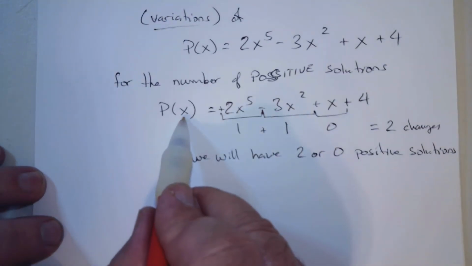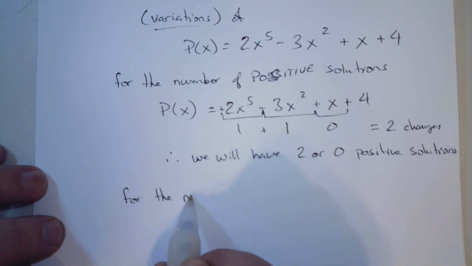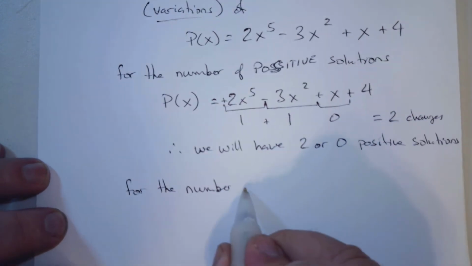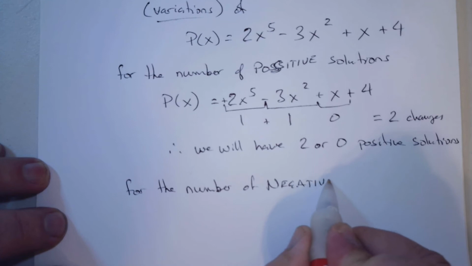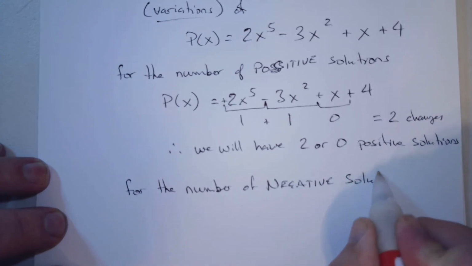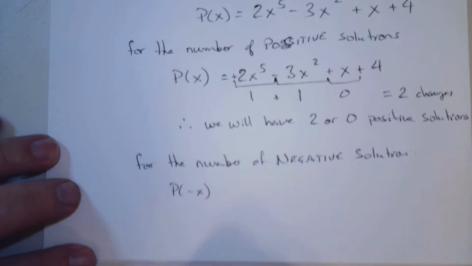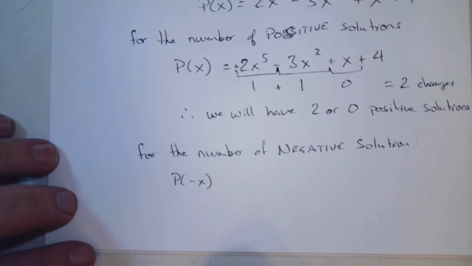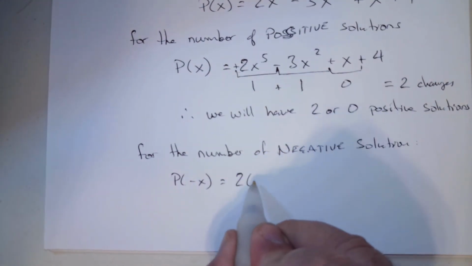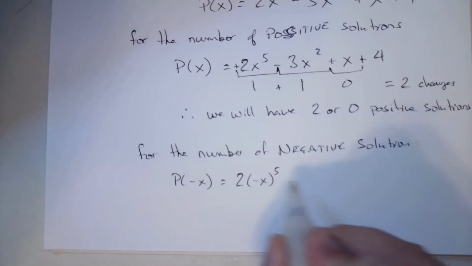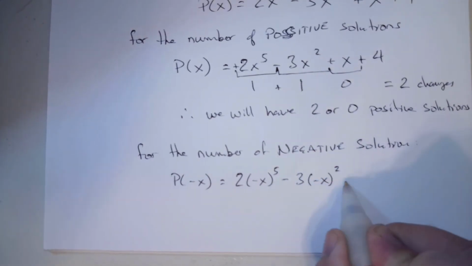Now, that's for the positives. For the number of negative solutions, we plug in negative x inside there. So we have 2 negative x to the 5th. So anywhere I see an x, I put a negative x in there.